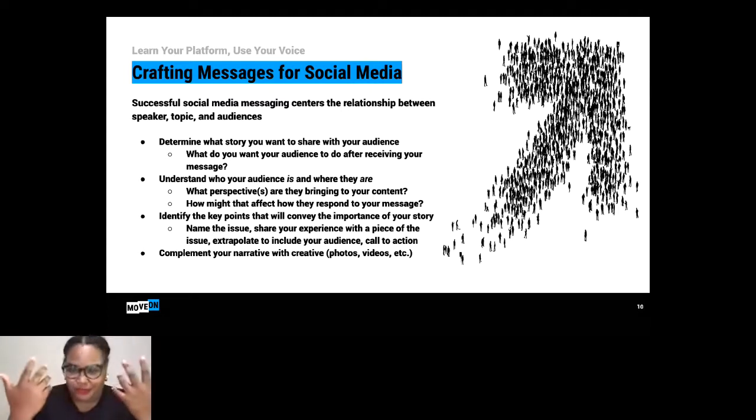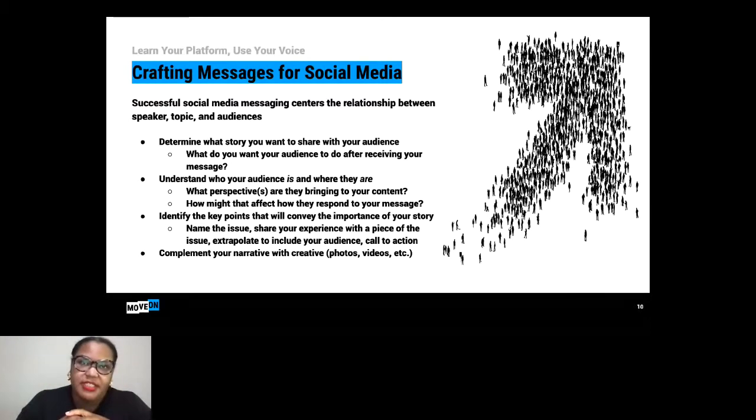That's the first story that always comes to mind for me, but we can do that with any issue. That's how that formula fits in. And then complement your narrative with videos, photos, and GIFs.